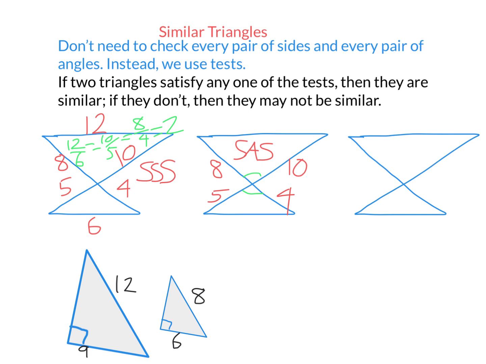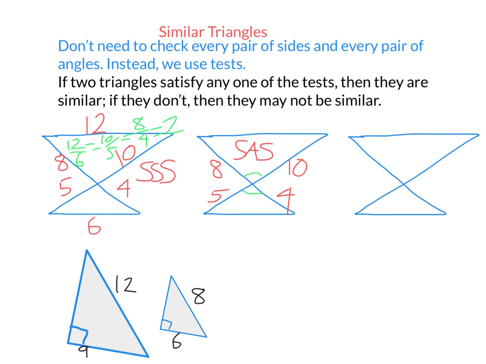Again, to determine whether or not sides are in proportion, look at where the scale factors are consistent. 8/4 is 2, 10/5 is 2. The scale factor for these two sides is the same as for those two sides. So I have two sides in proportion, one pair of equal angles in between.